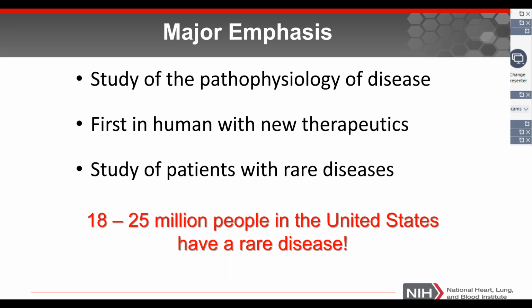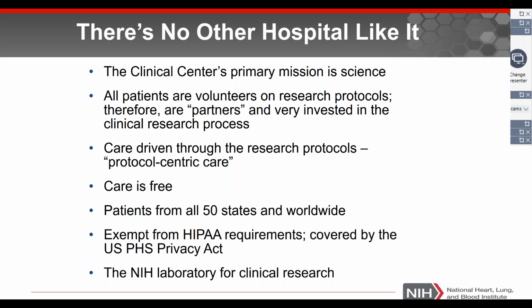You find more than 4,000 clinical researchers at the NIH Clinical Center. And what is very important to know is that all patients going to the NIH Clinical Center are on a clinical protocol. The main emphasis of the Clinical Center is to study the pathophysiology of diseases and also to come up with first-in-human clinical trials. One particular emphasis is the study of patients with rare diseases. Think about that: more than 20 million people in the United States have a rare disease.